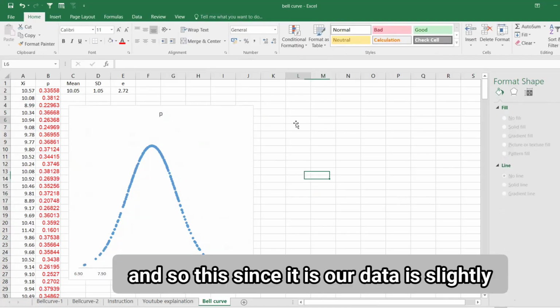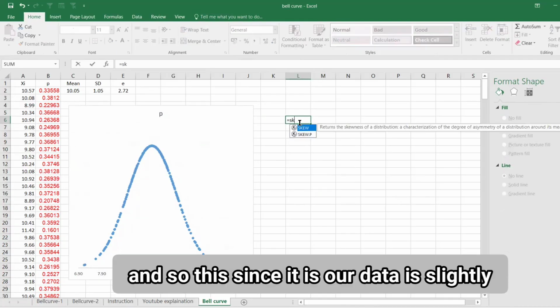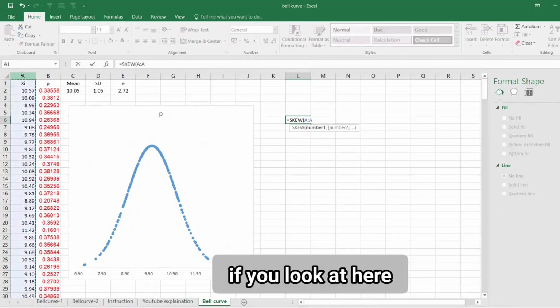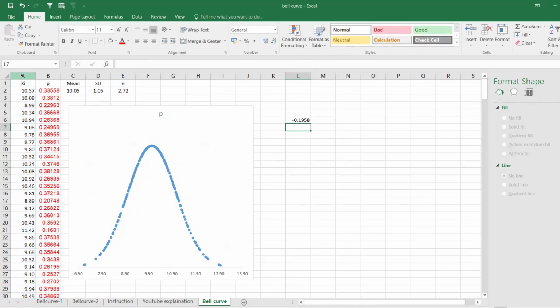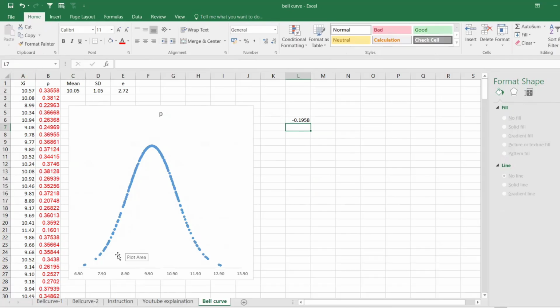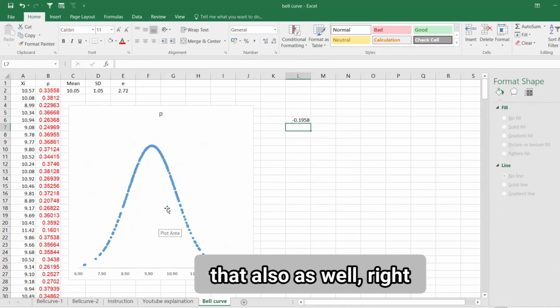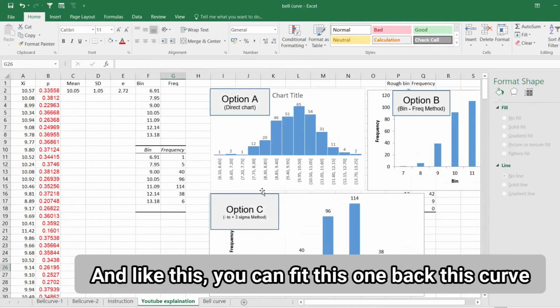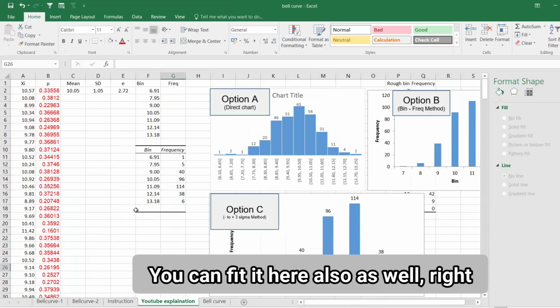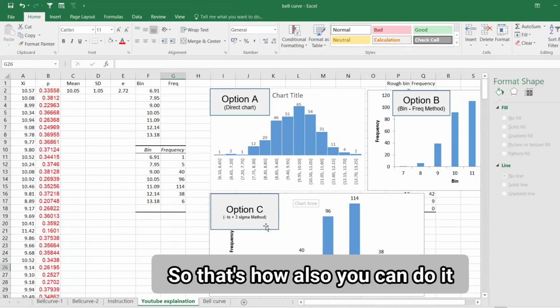Since our data is slightly negative skewed, for example, if you look up here, slightly negative skewed, so there is left side dominance in the curve. Otherwise, we can use that also, right? And like this, you can fit this curve back here as well, right? So that's how you can do it.